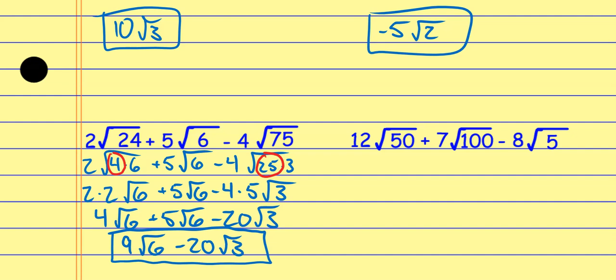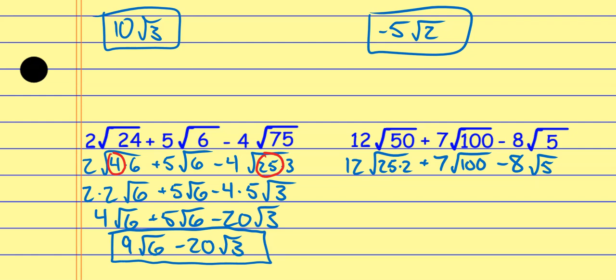Okay? If I look at the next one, same kind of thing. I'm looking for perfect squares to divide into these. So the 50, that's 25 times 2. The 100 is a perfect square. I can leave it the way it is. I'll take the square root in the next step. And then the 5, there's nothing else I can do there. No perfect squares divide evenly into 5, so I'm going to leave it the way it is.